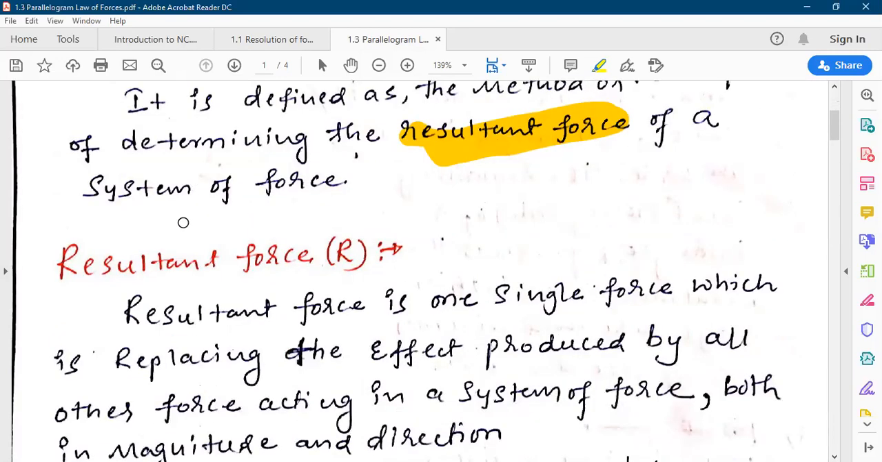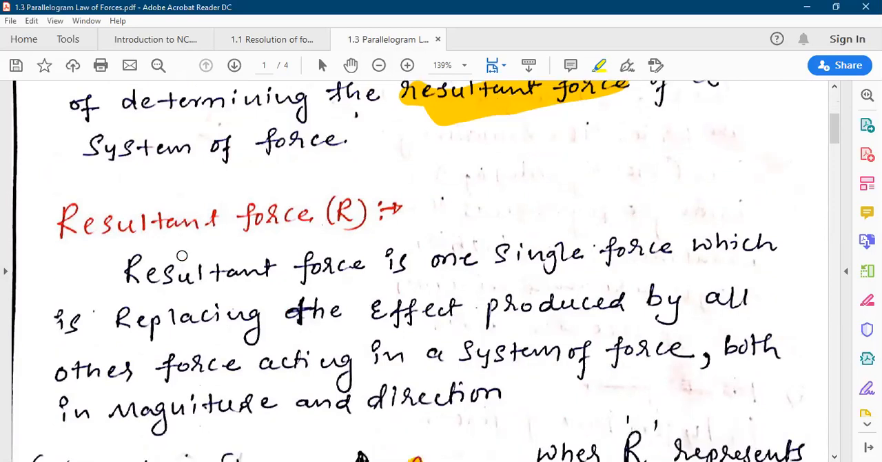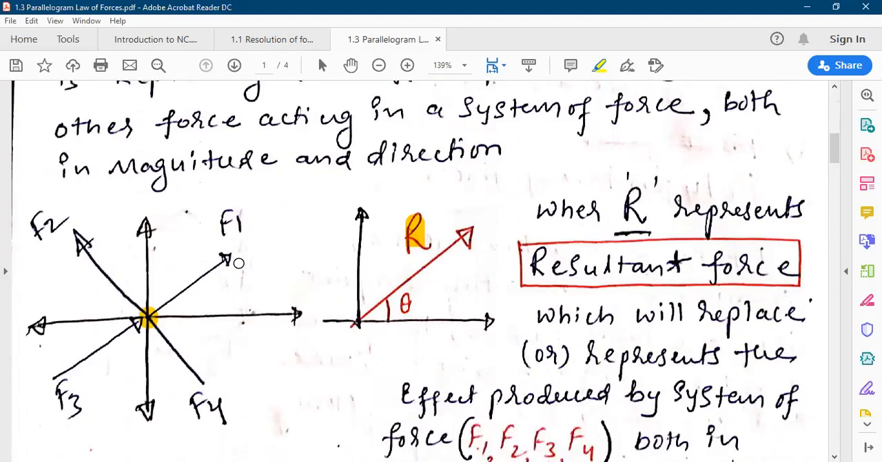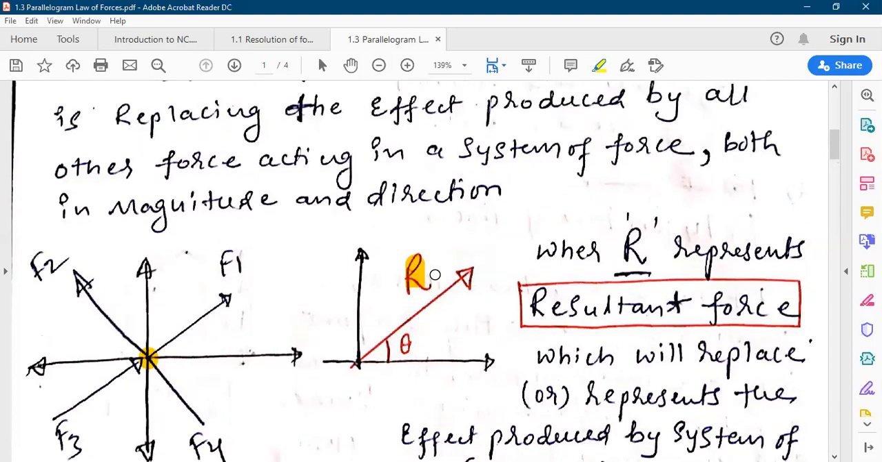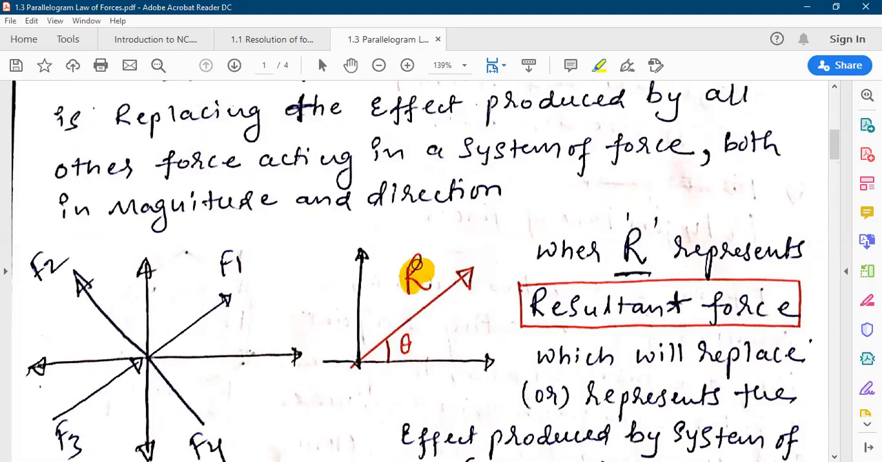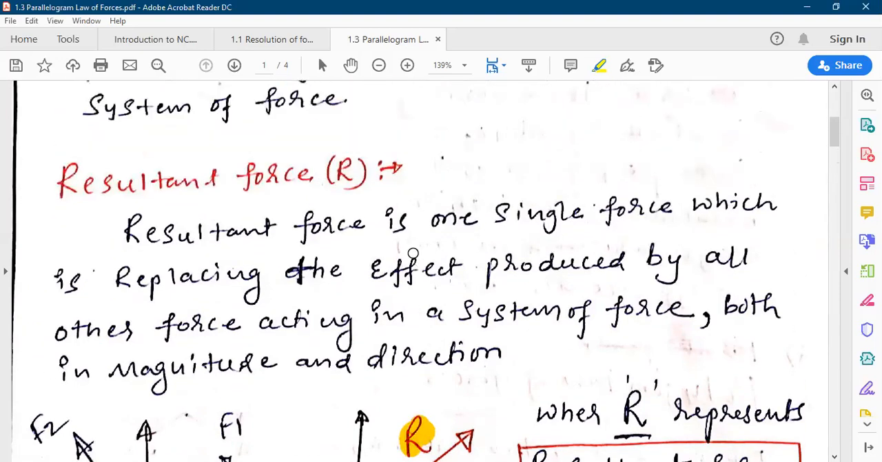So let us see what this resultant force is in detail. As I said, if more than one force is acting at a point, collectively all these will be called a system of force. All these forces F1, F2, F3, F4 can be reduced or represented as a single force. That single force will produce the same effect as these forces were producing. That single force will be called the resultant force. We can see the definition here.